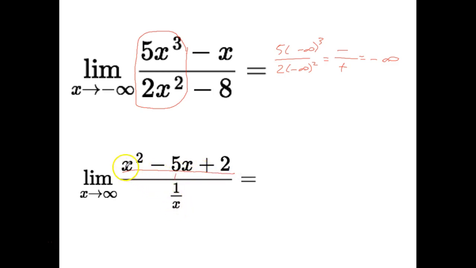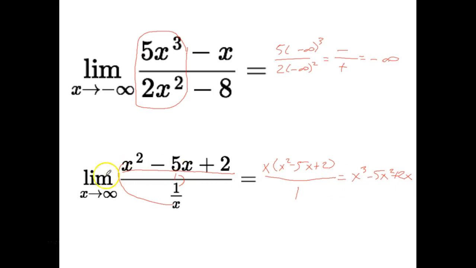Okay, and I'm going to combine the top and the bottom, the breads, to make our new numerator. So it's going to be x squared minus 5x plus 2. And then on the bottom, we're going to have 1 times 1, which is just 1. So our answer here is x cubed minus 5x squared plus 2x.